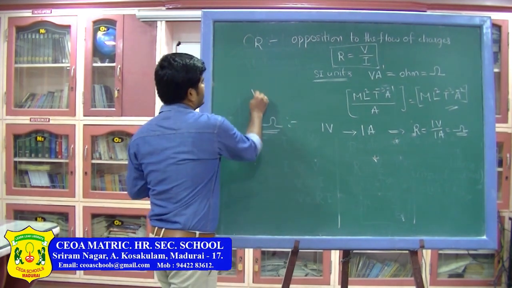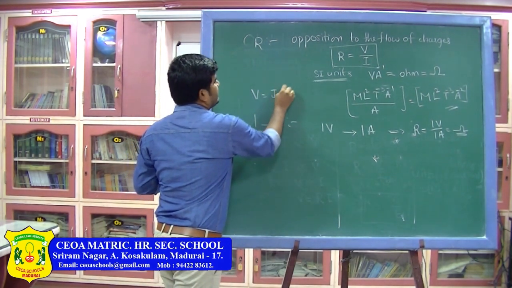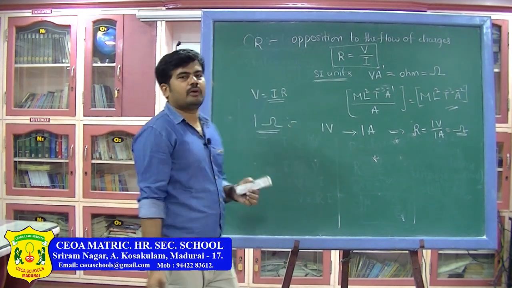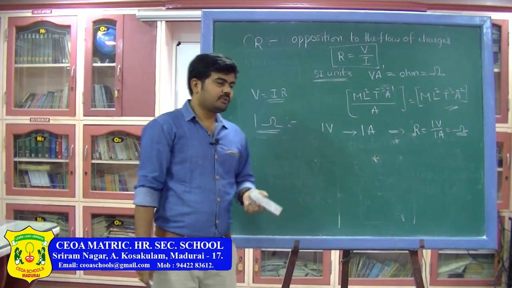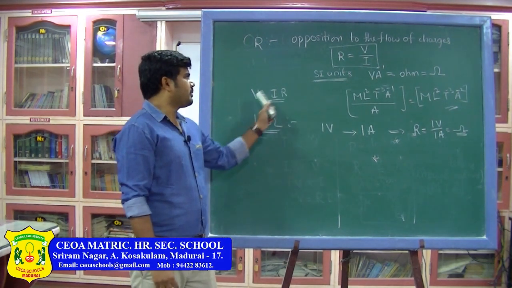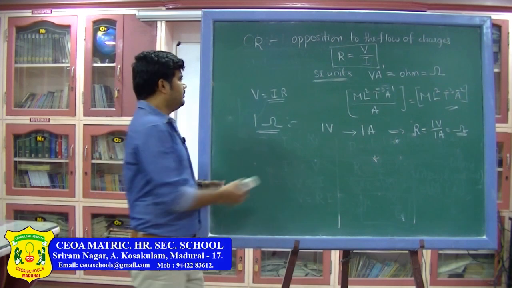So far we discussed V is equal to IR. This is known as the macroscopic form of Ohm's law, and now by using the microscopic form of Ohm's law, let us try to get the expression V is equal to IR. That is our next concept.